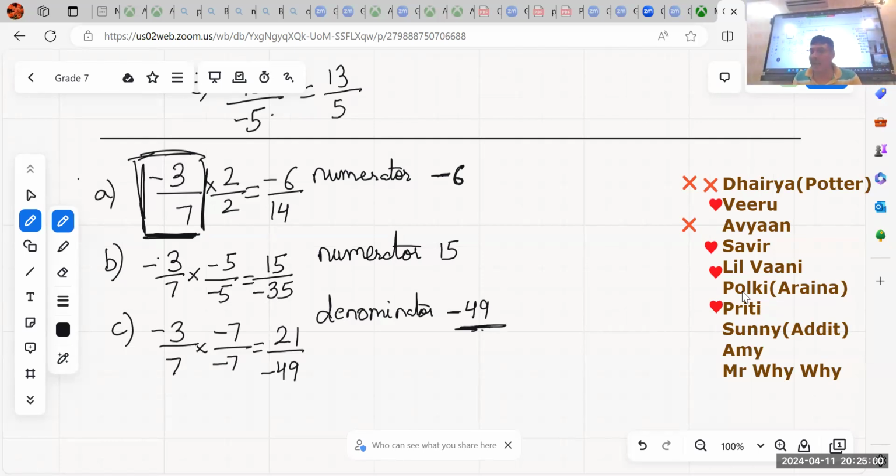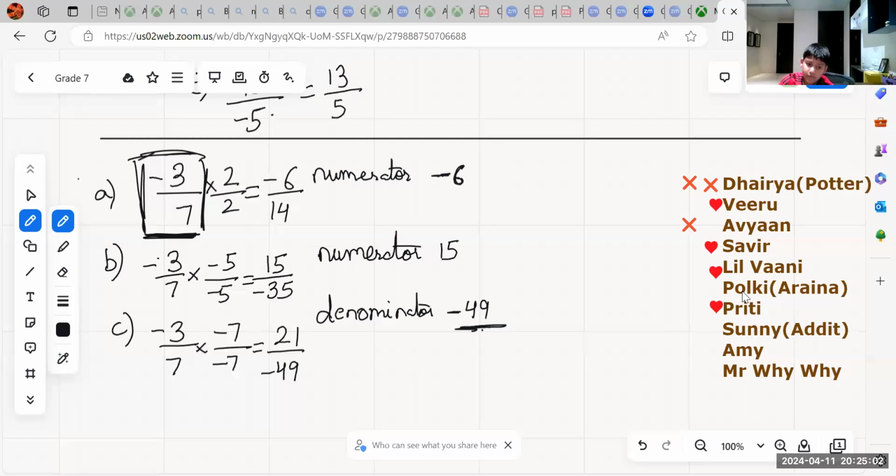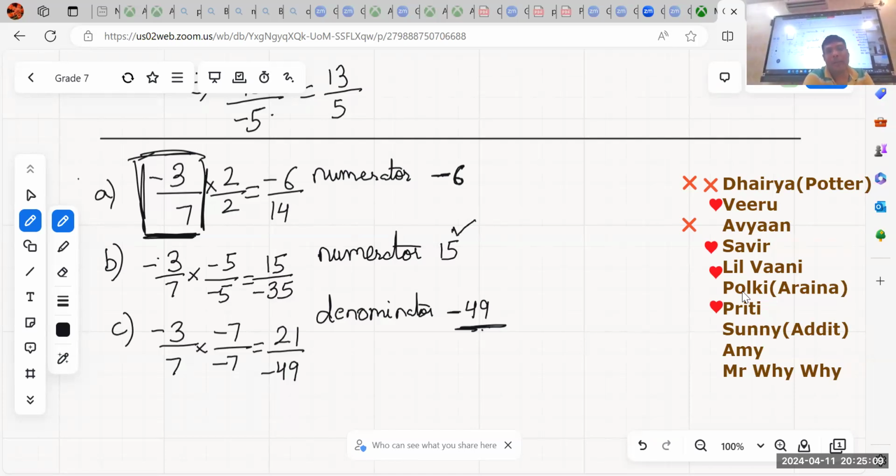I can say anything, right? But in the paper, you got denominator -35. How? Because I wanted the numerator 15. So I had to multiply with -5 in the numerator. Otherwise, I would have got the numerator -15. Got it, Avyan? Yes, sir.